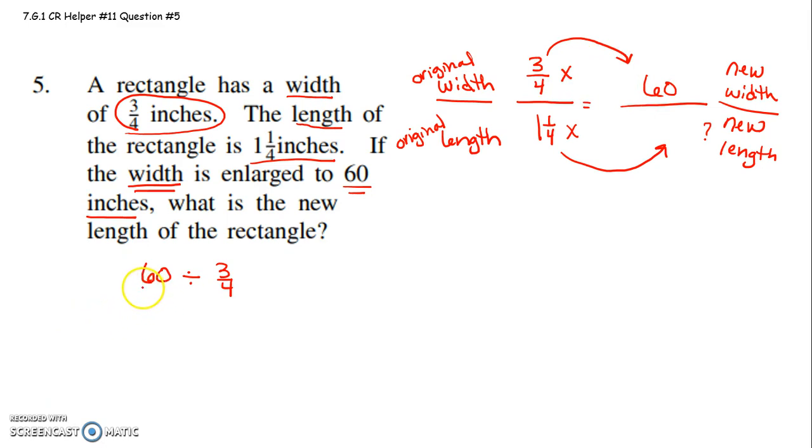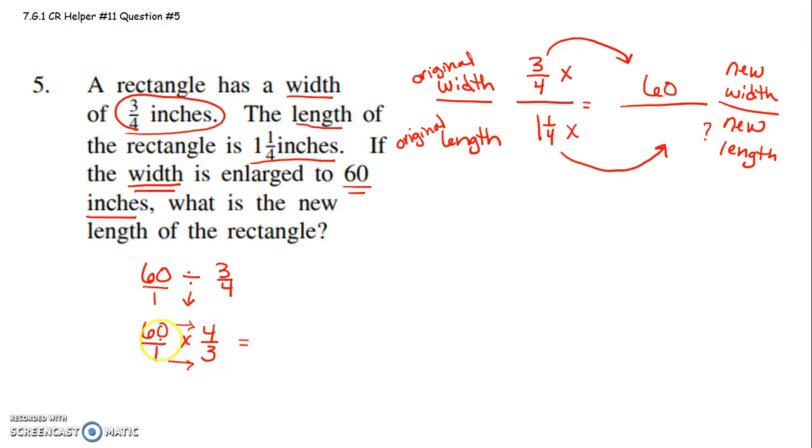So we can use our standard algorithm. 60 is the same as 60 over 1. We could change our division to multiplication, and we can flip our second fraction to make it 4/3. I know some of you like to find common denominators and then divide straight across the top, straight across the bottom. That's also a fine option. I can show that in a minute if you want. But I use the standard algorithm. 60 over 1, change my division to multiplication, flip over that second fraction. Now I'm going to go ahead and multiply straight across the top, straight across the bottom. Or I could simplify first.